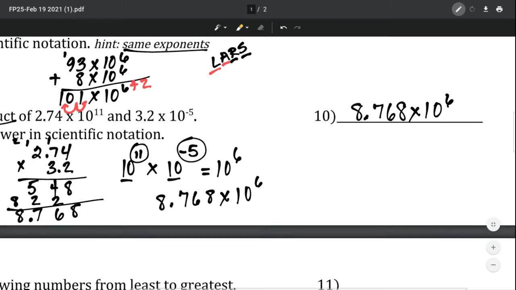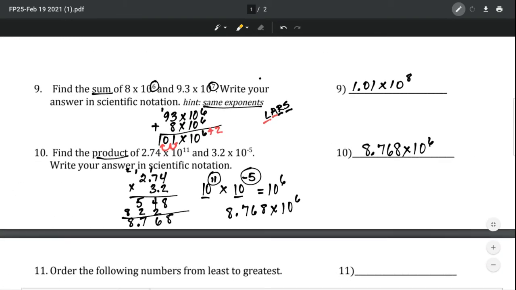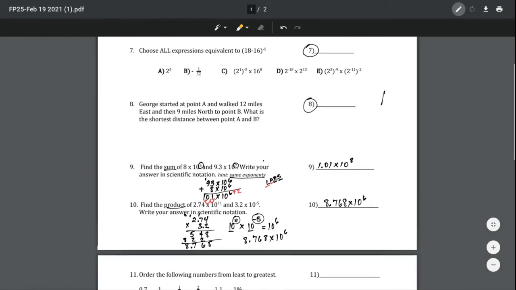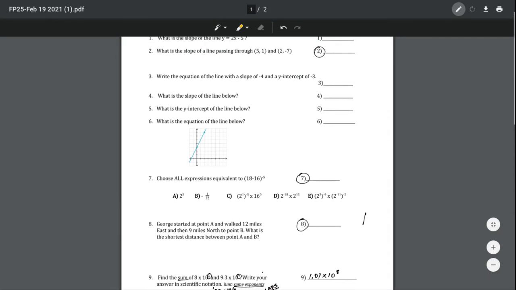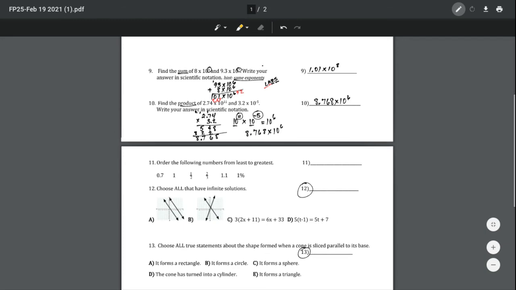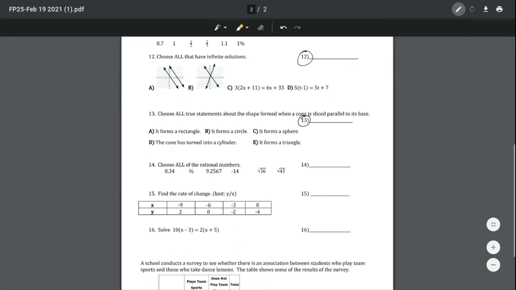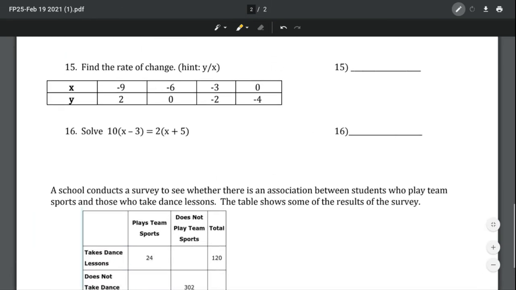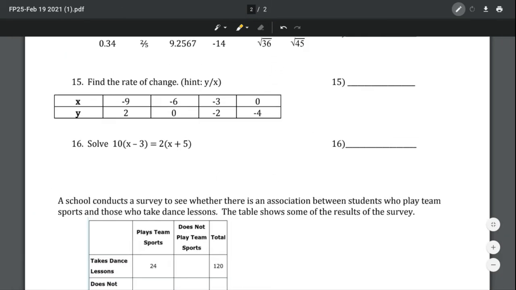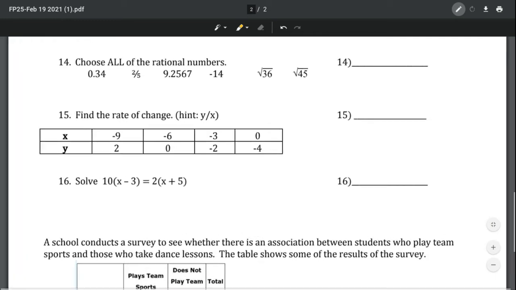All right. Now, so far we've done on the video today 9 and 10, and 7 and 8 and 2 are done. 12 is done on a video. 13 is done on a video. Okay. So I want to look at number 14. Let's do 14.